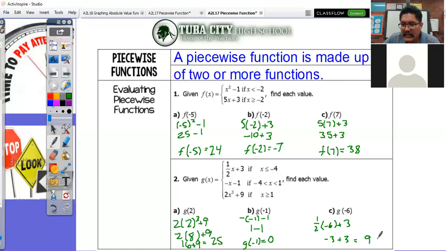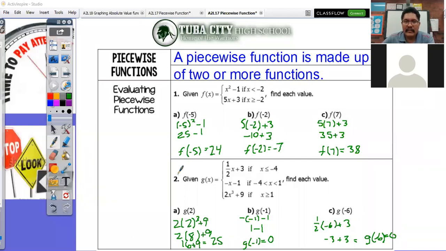So g of -6 equals, the output would be 0. And that's kind of a weird thing because in this case, since we're talking about two different functions, sometimes weird things like this happen. Sometimes you might look at that and say, wait, hold on, I got two outputs of 0. Well, they're both different functions.